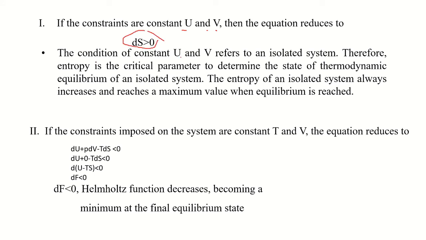So the conditions of constant U, meaning the internal energy is not changing, and constant volume, refer to an isolated system, definitely. So in an isolated system, energy remains constant. Therefore, entropy is the critical parameter to determine the state of thermodynamic equilibrium of an isolated system. The entropy of an isolated system always increases, and when it reaches a maximum value, it becomes an equilibrium system. So there will not be any potential.